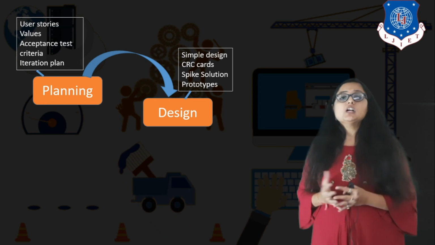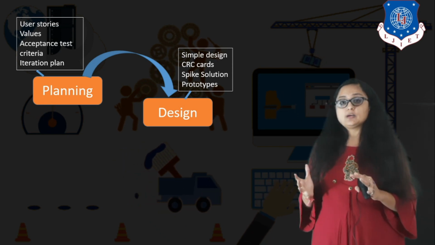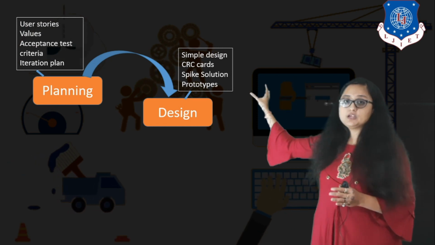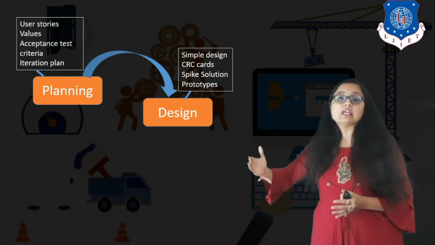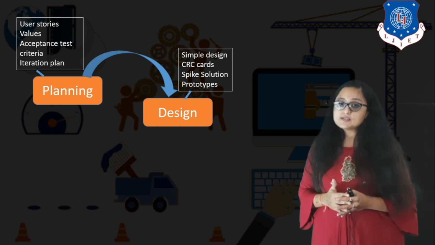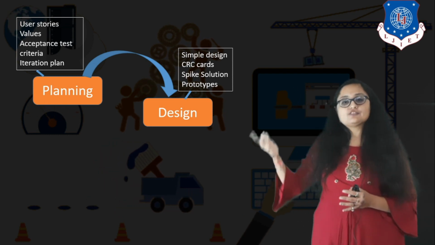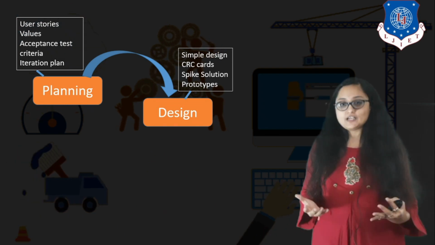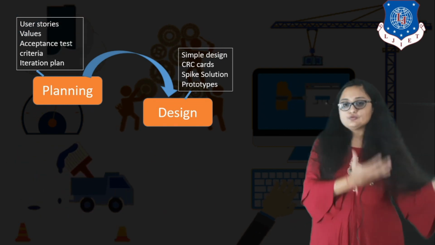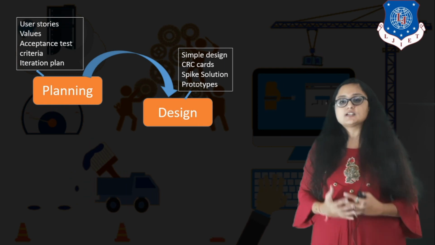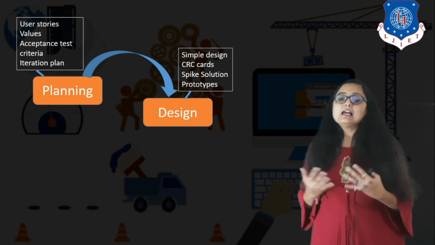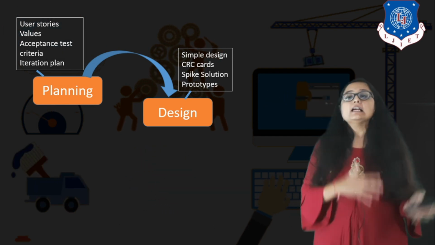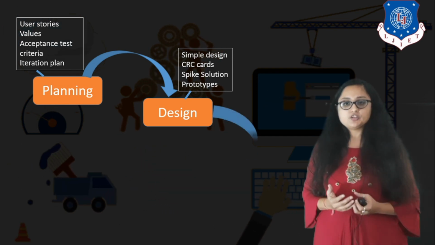After the planning phase, the next phase in extreme programming is designing. Designing in extreme programming is very simple. You develop CRC, that is, class responsibility collaboration cards, and you have a spike solution. Also you plan on developing smaller prototypes based on the user stories. You deliver them to the customer, and the customer gives you feedback.